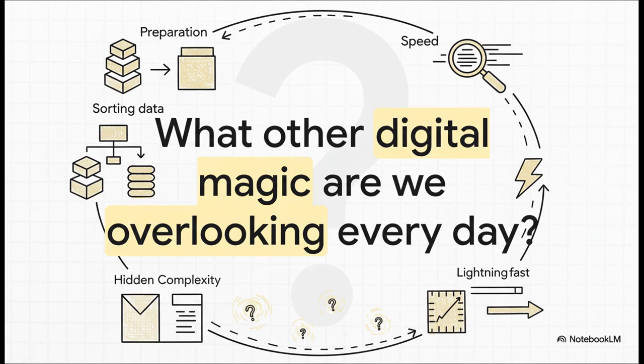So what's the big takeaway here? It's that there's almost always a trade-off between doing work up front and getting speed later. Sometimes it's absolutely worth the effort to sort everything first, just so you can have those lightning-fast searches whenever you need them. And it really makes you wonder, right? If something that seems as simple as a search has all this elegant hidden complexity underneath, what other kinds of digital magic are we completely overlooking every single day?